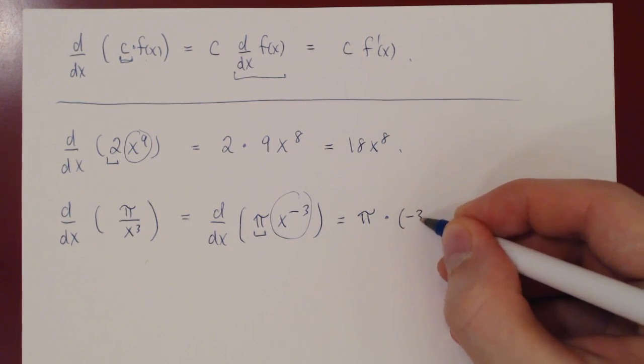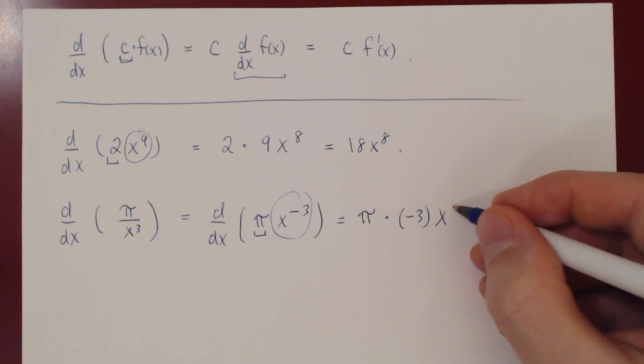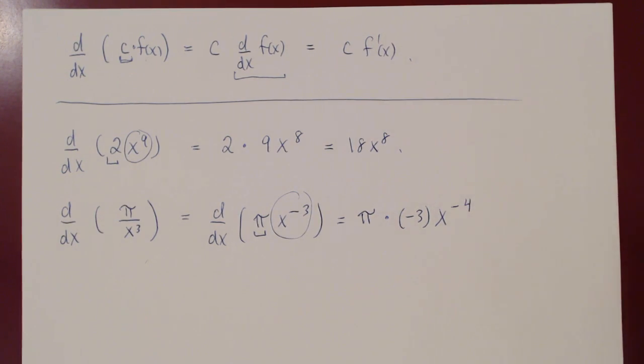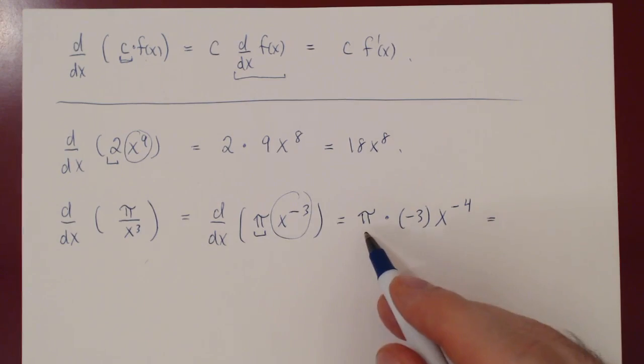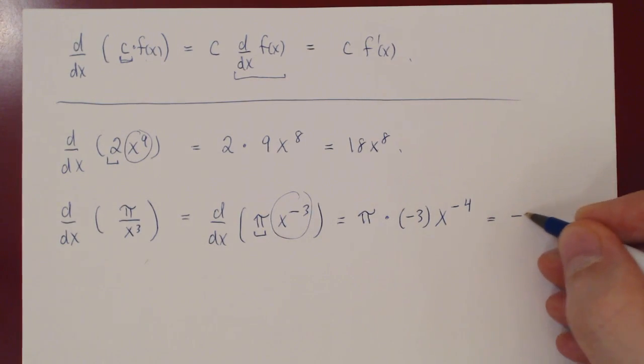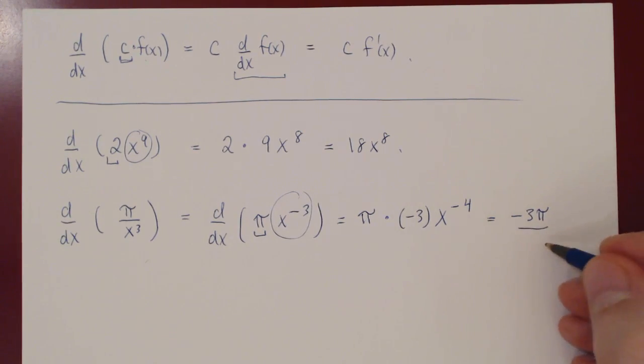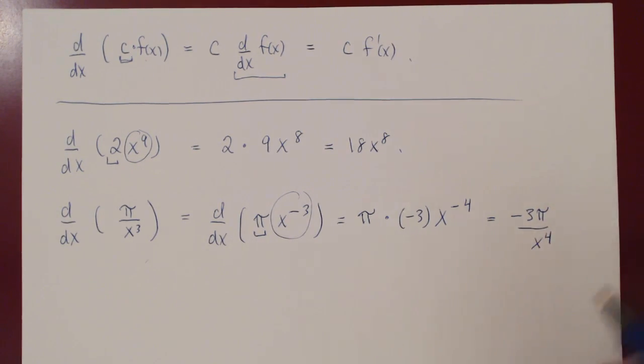Times, we bring the power down, negative 3, x to the negative 3 minus 1, negative 4. And we can simplify here in two ways. We can write this as negative 3 pi x to the negative 4. And if we want, we can send the x down to get a positive power of 4. And that is the constant multiple rule.